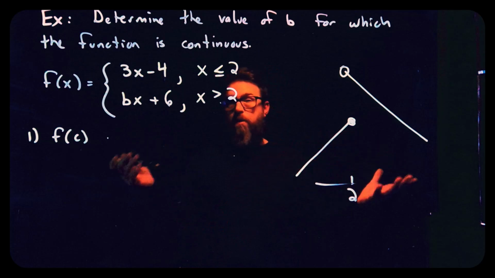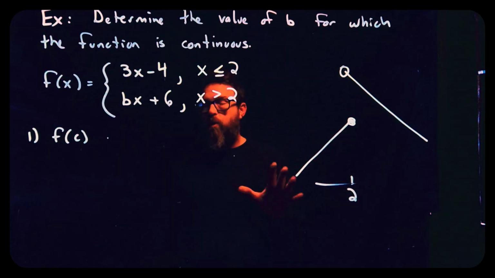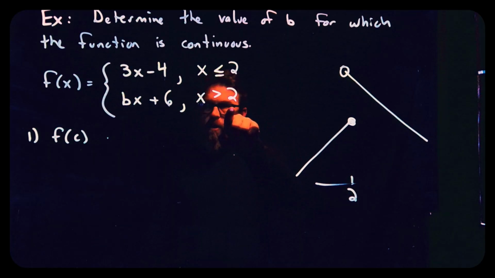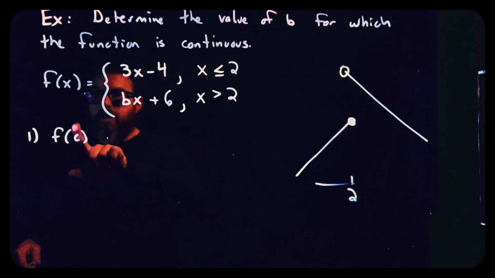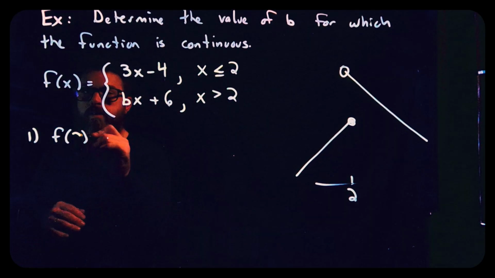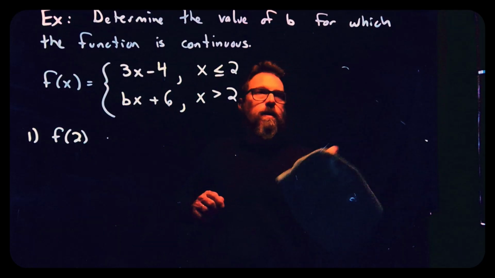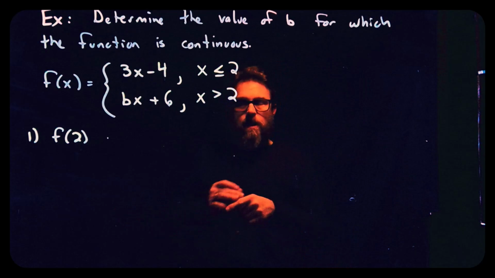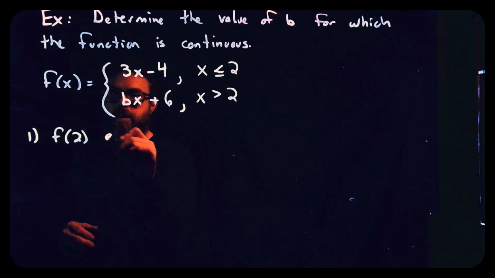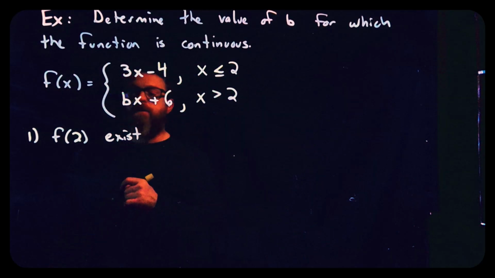But again, the point of contention, or the point that we're worried about, is going to be at this 2. So I need to make this thing continuous at 2. All right, so in order to do that, again, we just have to do step 1, step 2, step 3. So f of 2 has to exist. That's our first step. f of 2 must exist.